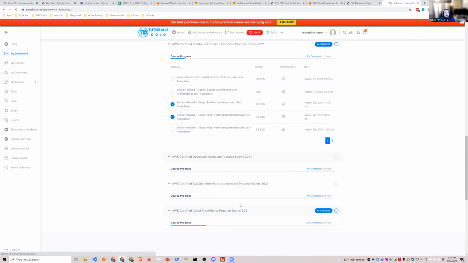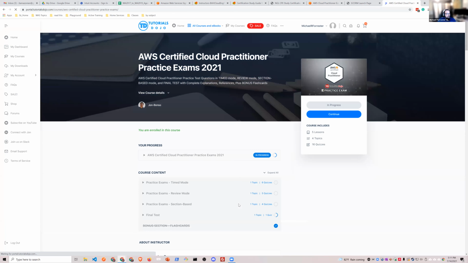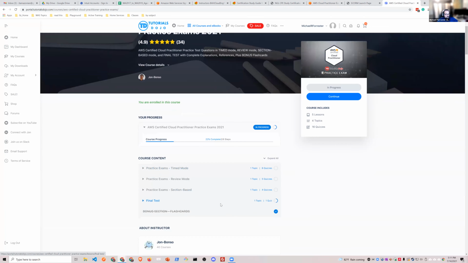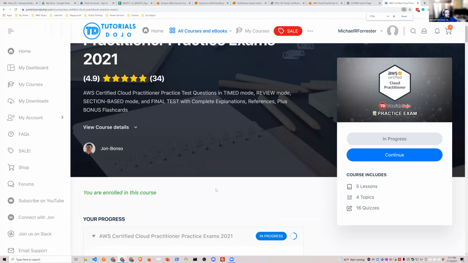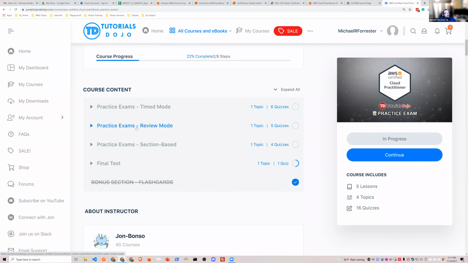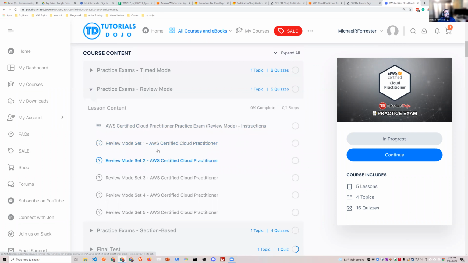Cloud Practitioner exams here. What I mainly want you to focus on, and I know this is a little bit of an eye chart, so I'm going to blow it up, is the review mode exams, not necessarily the section mode exams, although you can do the section mode exams. You really only need about 2 or 3 of those to focus on. You're going to take these same 2 or 3, right? The idea is that because these review mode exams allow you to check your progress, that's really what you're focused on.